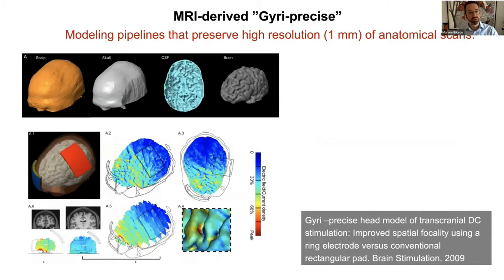Now we can go from spheres to more realistic models. My group and others have worked hard on developing these MRI-derived models. We talk about being gyri-precise in the sense that these high-resolution images represent the folding of the brain cortex, and we developed a modeling pipeline that preserves that resolution. So our first publication here, this is data from that first publication. You can see here the different masks we have chosen to represent, and below you see a plot of how current flows through the brain.